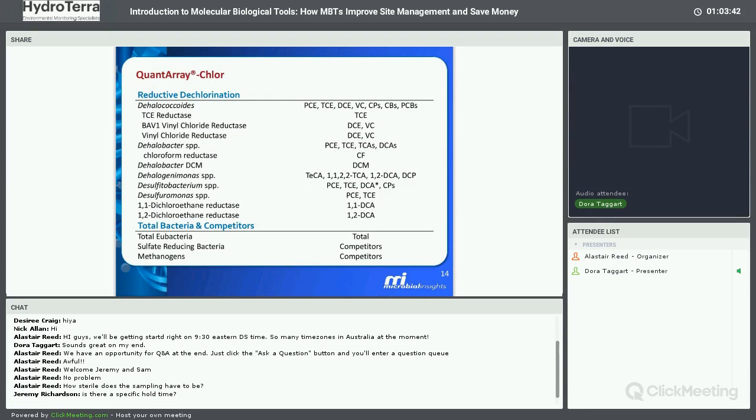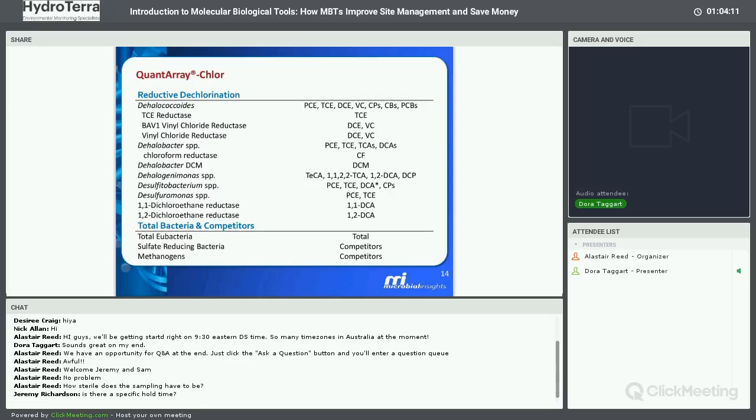Okay, so we can do the same thing with the Quantaray, not just for petroleum hydrocarbons, but we can also do it for chlorinated compounds. We can have reductive dechlorination that's happening, looking at competitors for when we add our electron donor. So anytime we add an electron donor into the environment, for instance, a vegetable oil, that's going to be fermented, release the hydrogen. We want to stimulate those organisms that can do reductive dechlorination, like Dehalococoides.